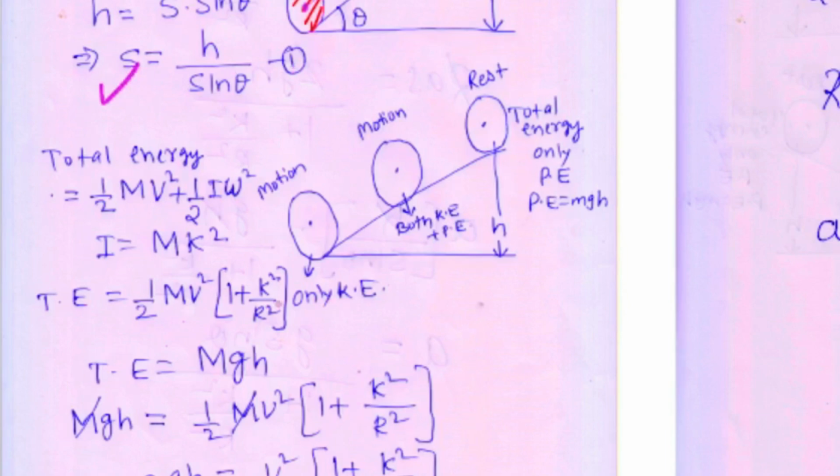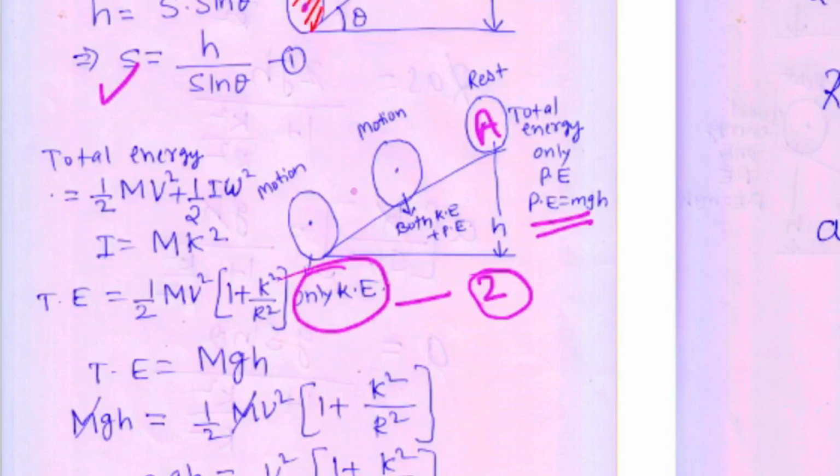Now the total energy, I already explained how to get the total energy. That total energy is nothing but half mv square times 1 plus k square upon r square. Call it equation number 2. Now in the diagram, at the topmost position, when the body is at rest, it has only potential energy. So at position A, the total energy equals the potential energy, and at the last position, when it is just touching the ground, it has only kinetic energy. So at the topmost position, only potential energy, and at the bottommost position, only kinetic energy.